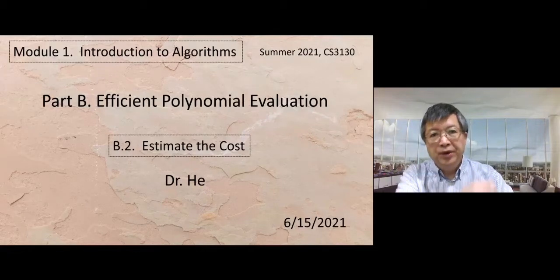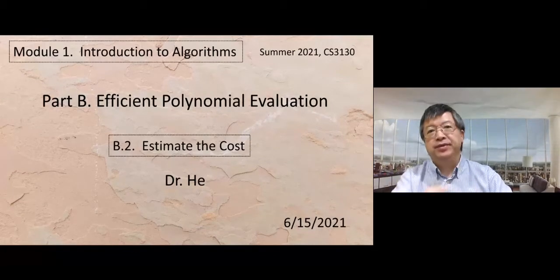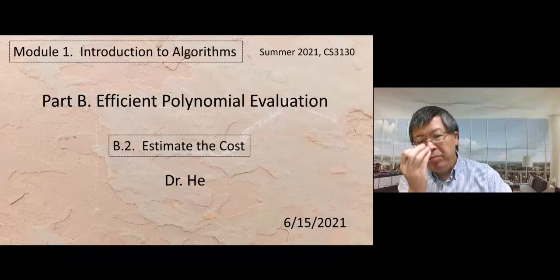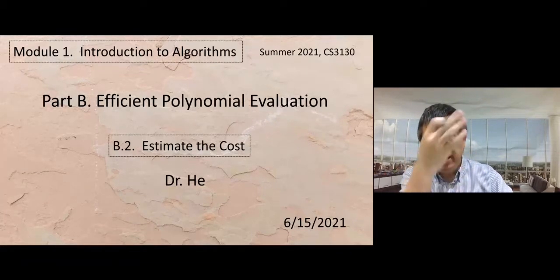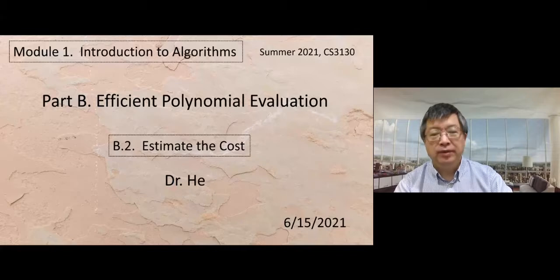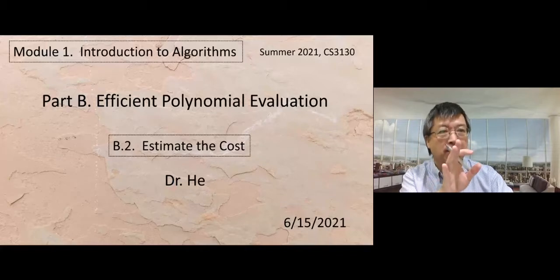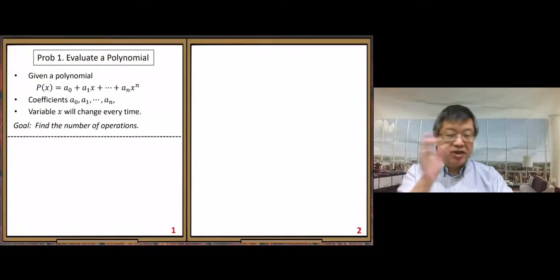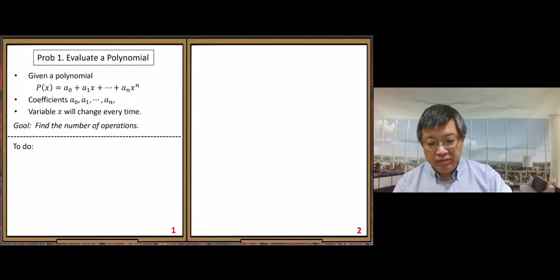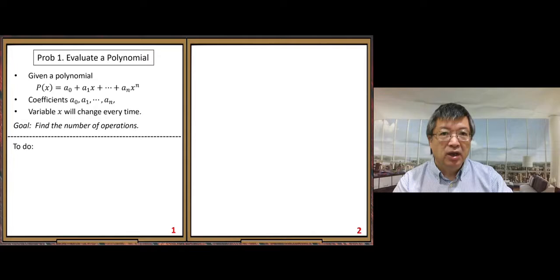Part B.2, estimate the cost. We did part of the estimation work in B.1. So now B.2, the remaining, the major part. All right, so let's continue our discussion. So what do we need to do here at this point?